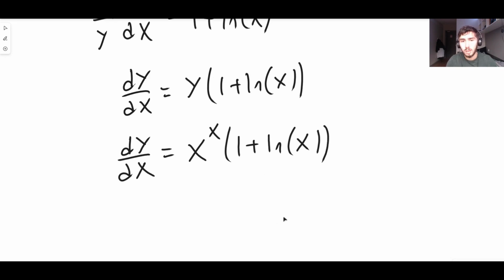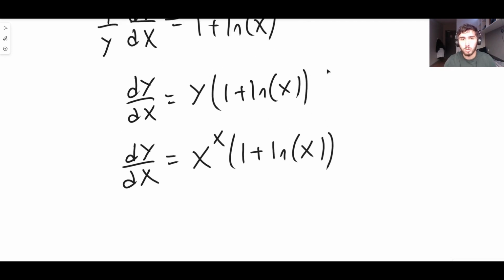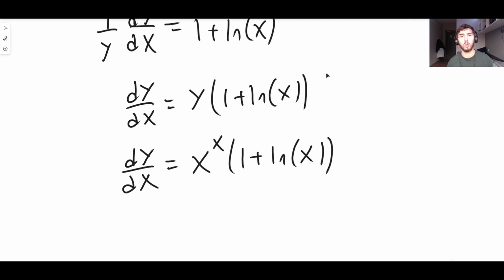This is the answer. If you want to, you can distribute the x to the x. You can get x to the x plus x to the x ln x. You're absolutely allowed to do that. It's absolutely fine. This is the derivative, however, of x to the power of x. This is how you would do it. You would use logarithmic differentiation, a really, really powerful and underrated differentiation strategy. So yeah, in general, that's how you differentiate functions of the form x to the x.